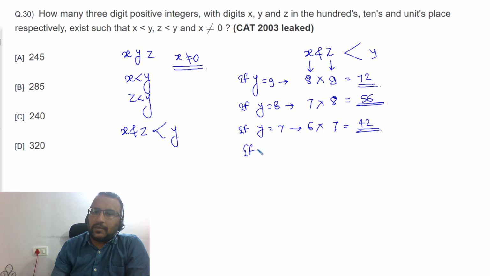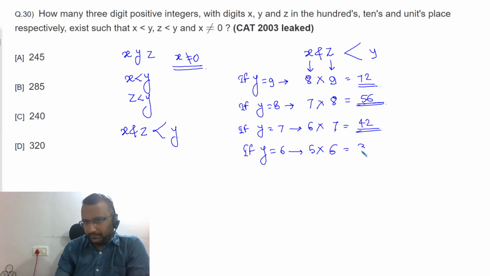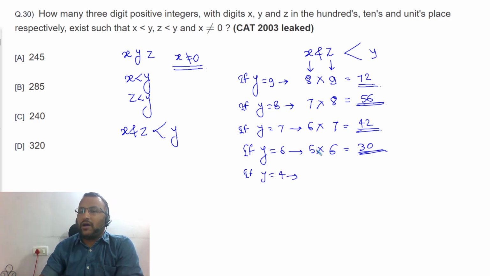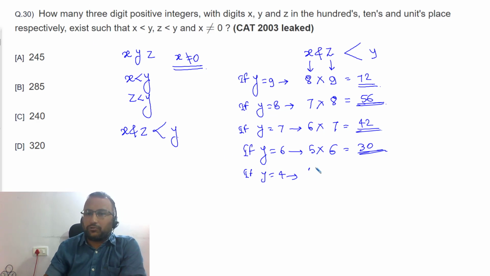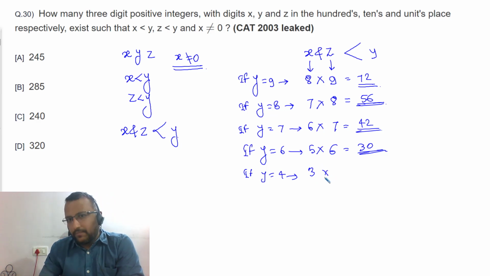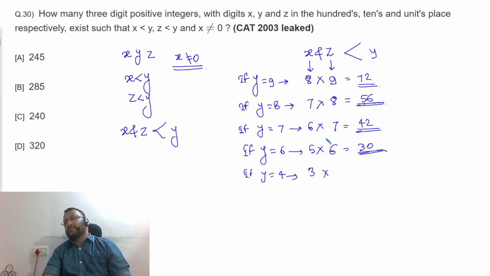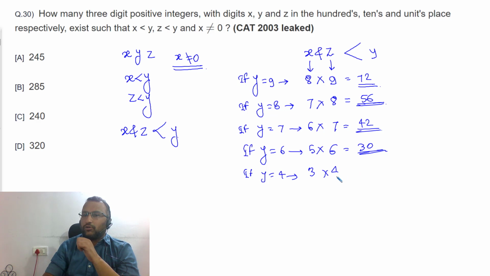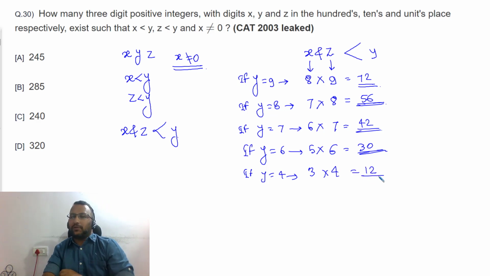After that, if y is equal to 6, x can be 1 to 5, 5 choices, z is 0 to 5, 6 choices. Then if you put y equal to 4, because y is 4, x and z are supposed to be less than 4. X can be 1, 2 and 3, 3 choices. The value of z can be 0, 1, 2 and 3, 4 choices. 12 numbers are possible over here.